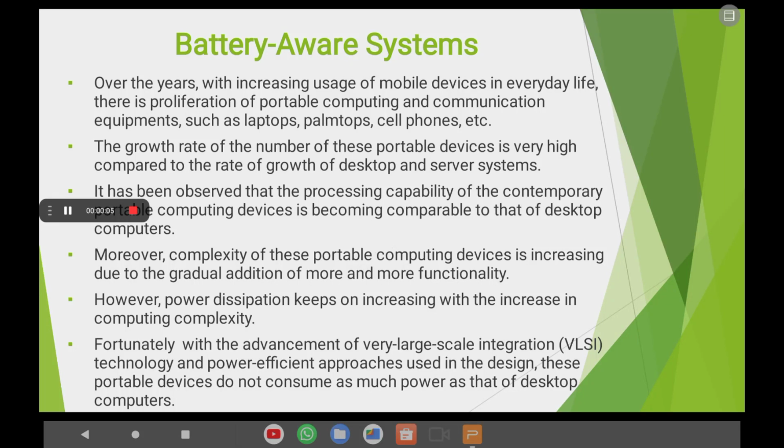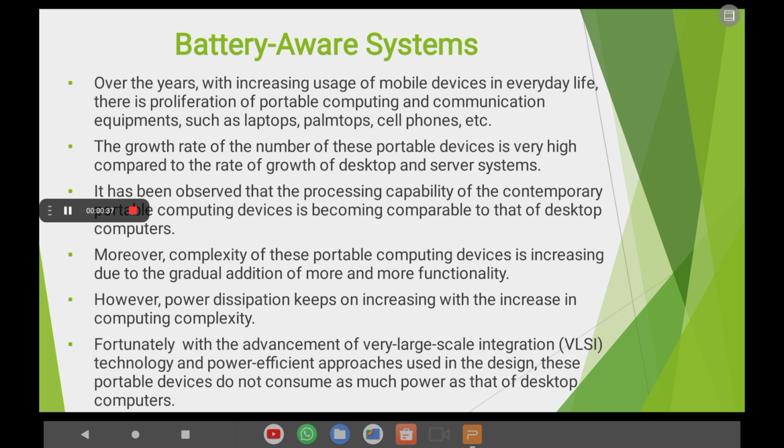In this video, we are going to see about battery aware systems. Over the years, with the increasing usage of mobile devices in everyday life, previously we were using basic mobiles like the Nokia 1100. At that time, the features of the mobiles were very limited, and those mobiles also gave us a long battery life. That means if you charged the mobile, the battery would last maybe a week or even 2 weeks. But nowadays the technology keeps advancing.